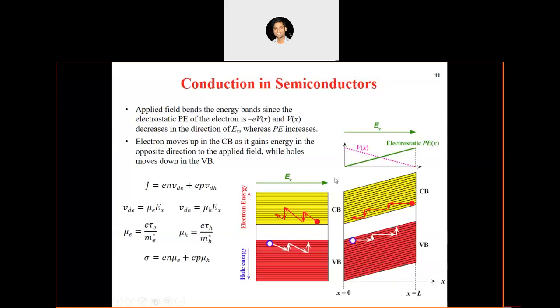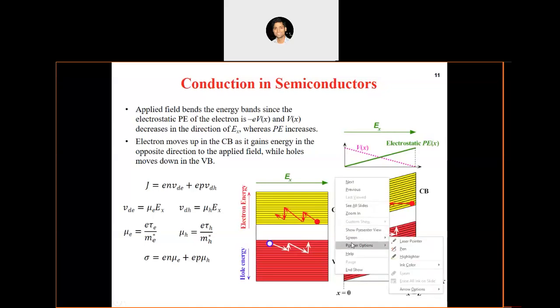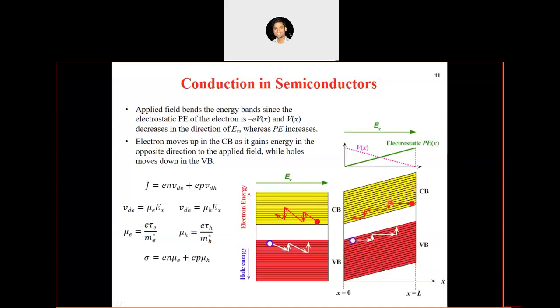Let me get my pointer back. It will again go through a scattering event, right? So in this way, basically, it will drift. This is why we call it drift, because it is going through continuous scattering, as well as moving in the direction opposite to the electric field. So that's how it will move. And as you can see, the electron goes from a lower energy state to a higher energy state when it is moving in the negative x direction.